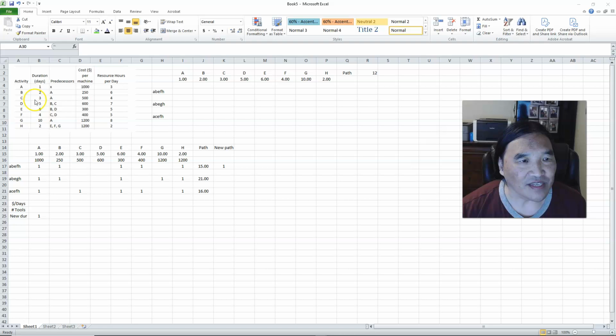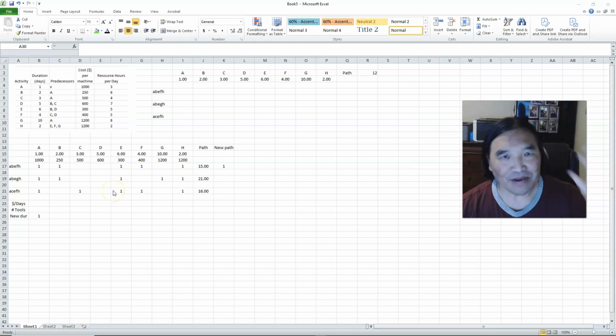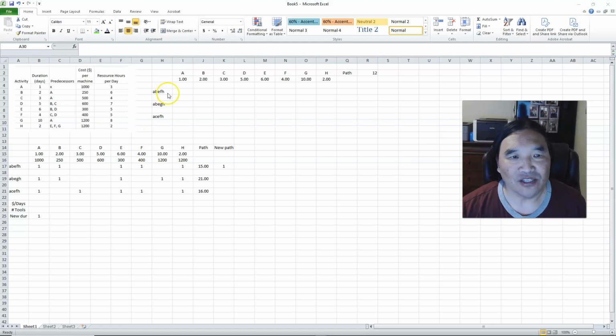Now, these are the specs that you were given. Based on this, you should be able to come up with a network diagram. That's your first move. And so after you get the network diagram, though, you have to figure out the critical paths. And so, okay, you could do that by just adding up each duration.